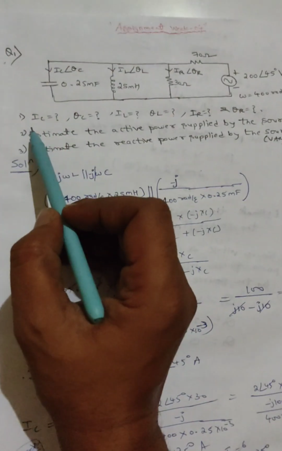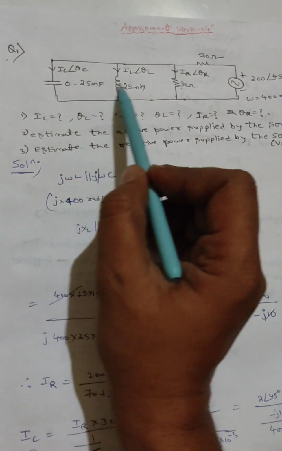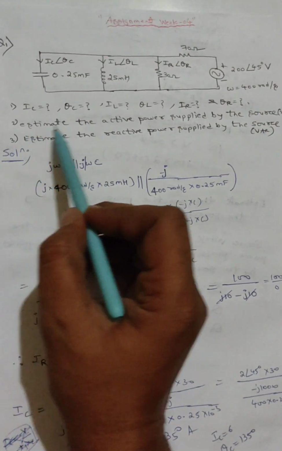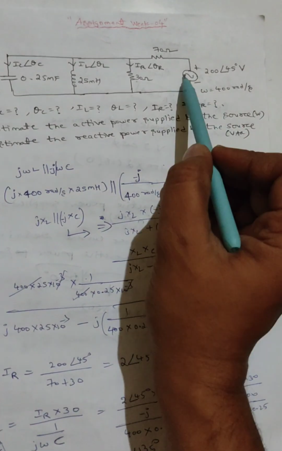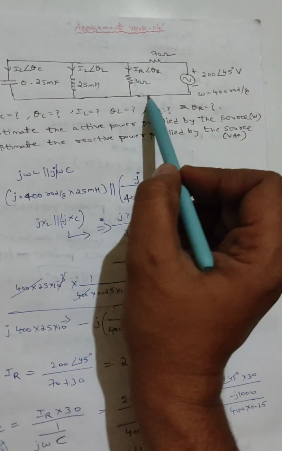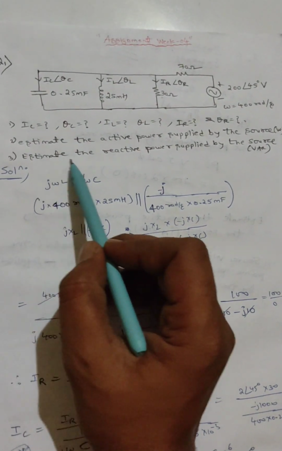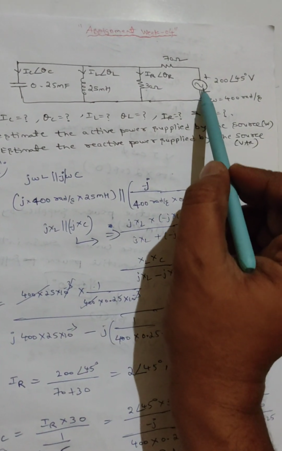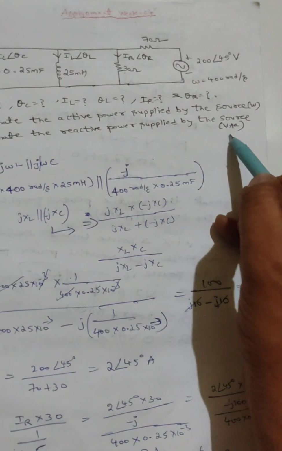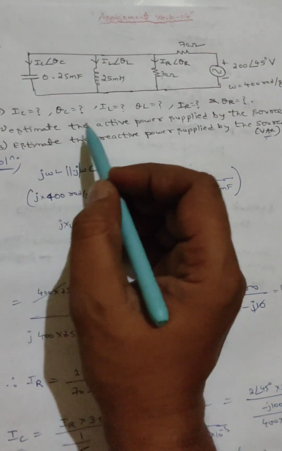So let's see what we need to find in the question. You need to find the magnitude of IC, theta C, IL, theta L, IR and theta R, and also estimate the active power supplied by the source. How much power is this source going to supply to this entire network? Active power supplied by the source, that we need to calculate. And then estimate the reactive power supplied by the source. That we need to calculate. We know that the unit of reactive power is volt ampere reactive, and the unit of active power is watt.